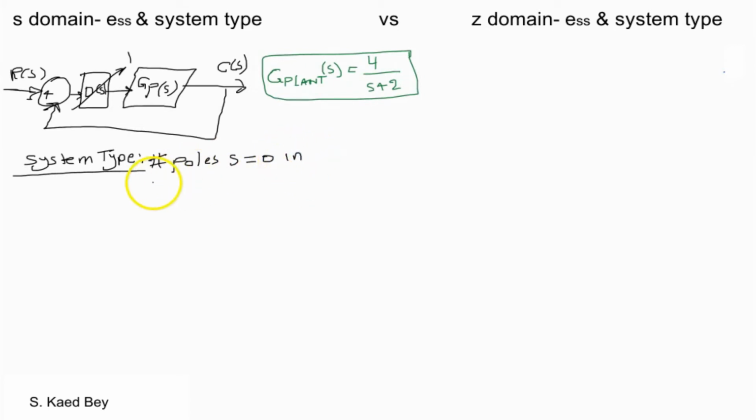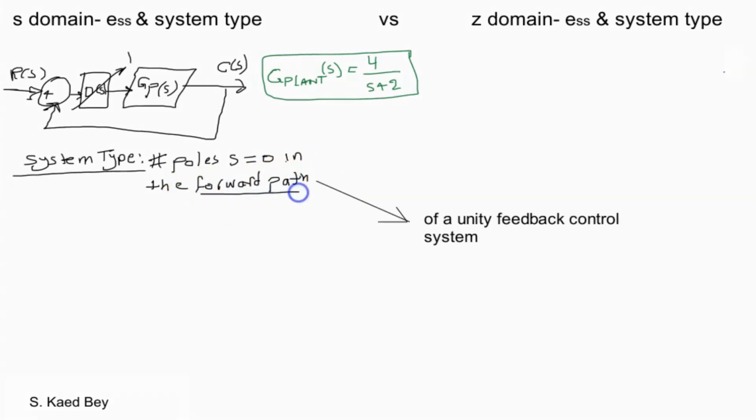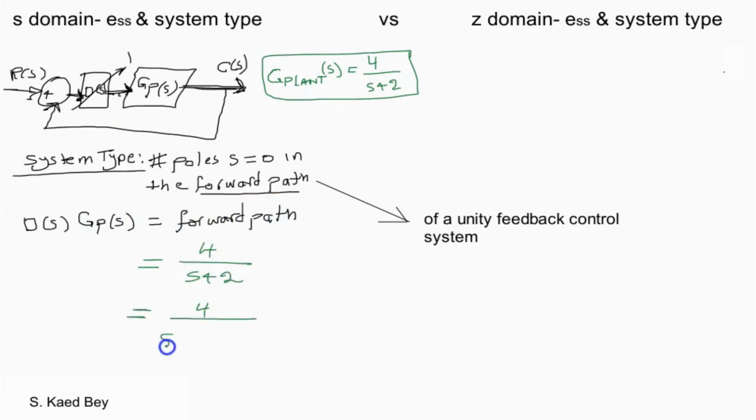It will be shown clearly how the steady state error depends on the number of poles at the origin, and this is what is known as the system type. To identify the system type in the continuous S domain, first you need to identify the transfer function in the forward path. Then find the number of poles in this transfer function at the origin.